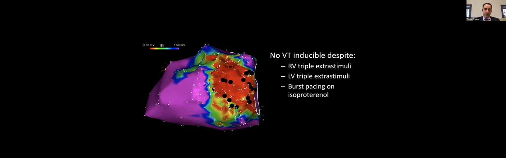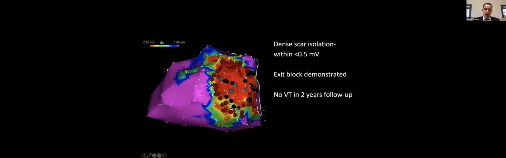This is another example of non-ischemic with classic basolateral scar, lots of late potentials. The problem is, it occurs somewhere between 10 to 15% of cases. No VT can be induced. Not with RV triple extra stimuli, not with LV triple extra stimuli, not with burst pacing on isoproterenol. But this is the substrate. Here are all of the late potentials. So we do a core isolation, needs to be a little more extensive this time.